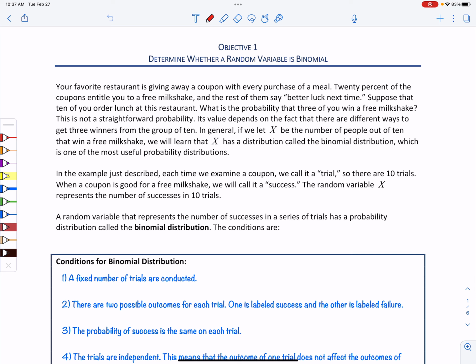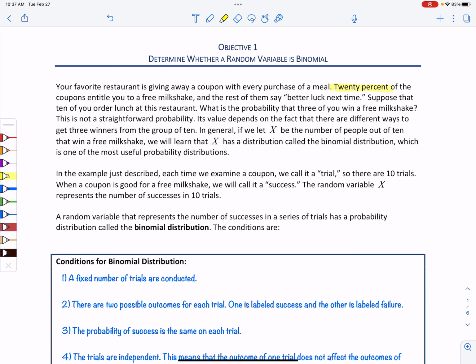So the first example that you're given here, we're talking about a situation where your favorite restaurant is giving away a coupon with every purchase of a meal. Notice first you are given a fixed percentage, 20% of the coupons entitle you to a free milkshake. Now we know already percent and probability, those things are equivalent. It's just a matter of how we write that value. So we're being given the probability that we get a coupon with a free milkshake.